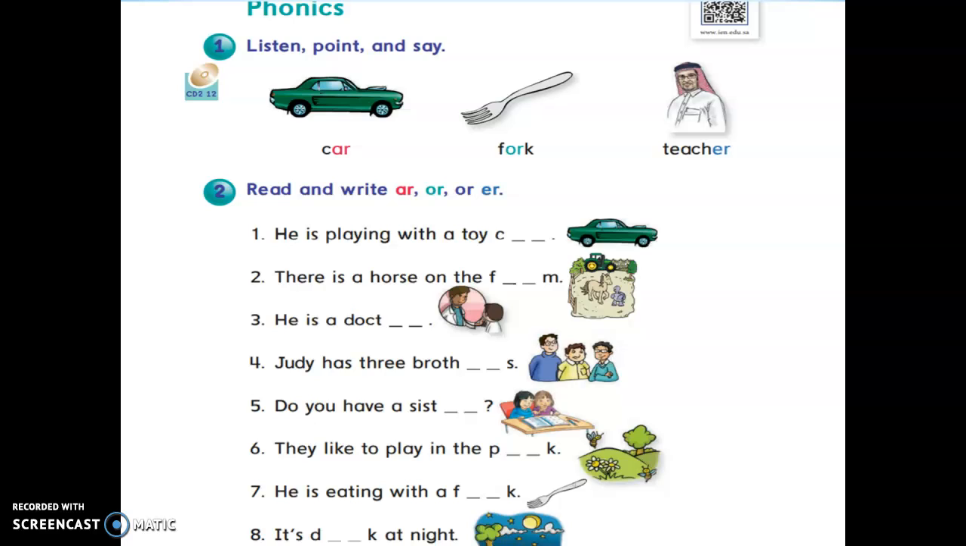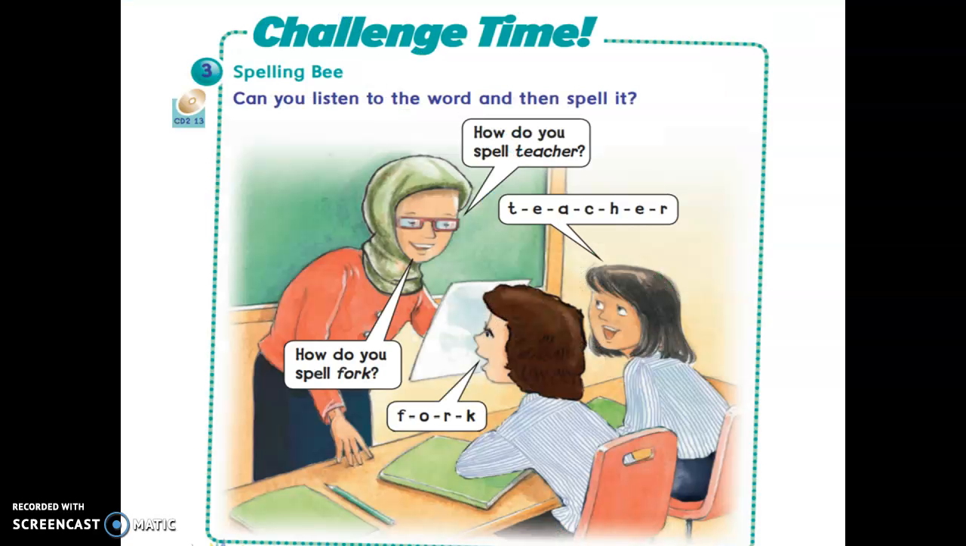Okay, girls, read and write AR, OR, and ER. He is playing with a toy car, AR. Number 2, there is a horse on the farm, AR. Number 3, he is a doctor, OR. Number 4, Judy has 3 brothers, ER. Do you have a sister, ER? They like to play in the park, AR. He is eating with a fork, OR. Number 8, it's dark at night, AR. Okay?